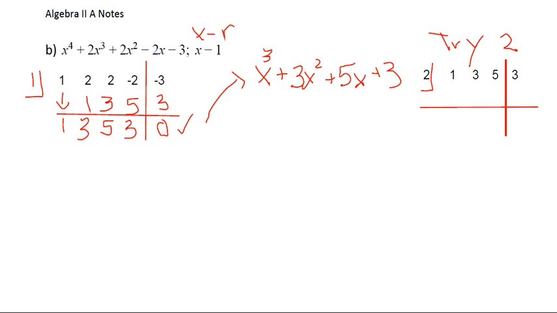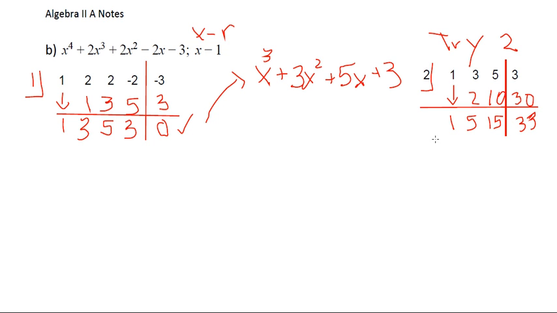Let's see what happens. So I need to bring down my 1. 2 times 1 is 2. 3 plus 2 is 5. 2 times 5 is 10. Here we get 15. 2 times 15 is 30. And here I am with 33. Well, that didn't work. And notice that my numbers here keep getting bigger and bigger. So I need to try a negative number to try and get these numbers to offset and become negative.